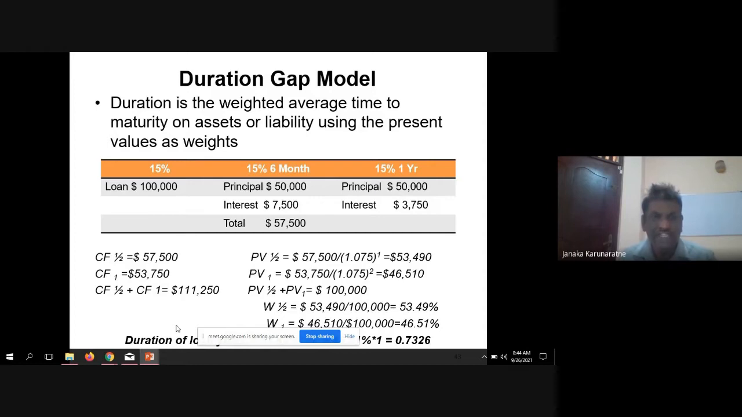So the cash flow of this particular loan after 6 months is 57,500, and after 1 year, 53,750. Okay, so if you look at the total cash flows after the 1 year period, it comes to 111,250, right? But if you put these cash flows on a time basis, I think all of you have done present values.